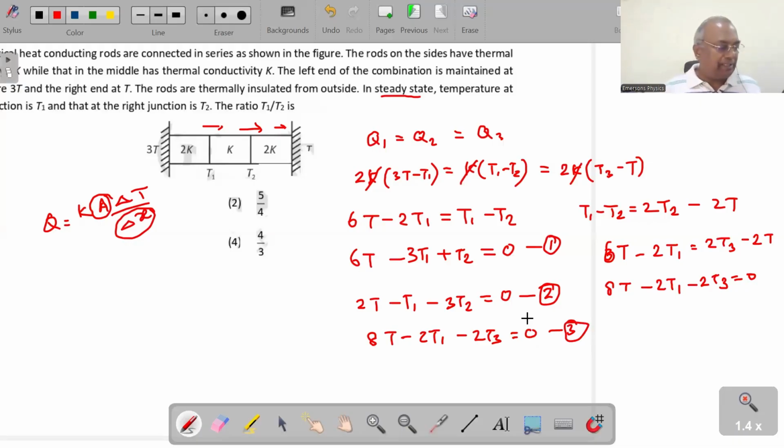Solving these equations, we'll get the answer. We wanted to find out T1 by T2, ரொம்ப clear வரும், 5T by 3T வரும், T T cancel ஆகி answer will become 5 by 3. Okay, 5 by 3 is the answer for this question.